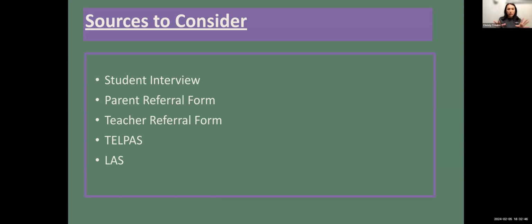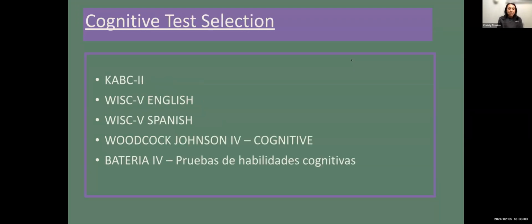Other information that I look at is their TELPAS scores. And then there's another assessment out there that I look at, but I'm not too familiar with, the LOSS. And then now we're ready to start testing. Gathering all of that great information can sometimes be overwhelming, and that's why I like to have everything on a data gathering sheet, because you want to see everything right in front of you.